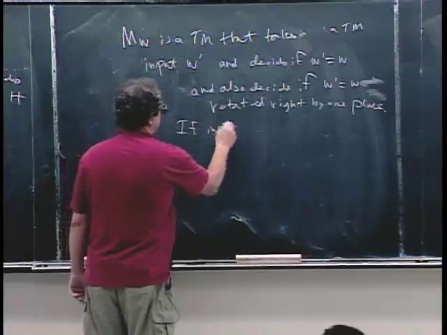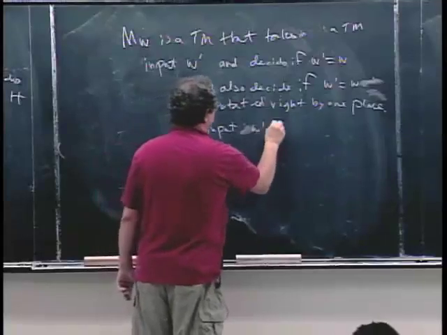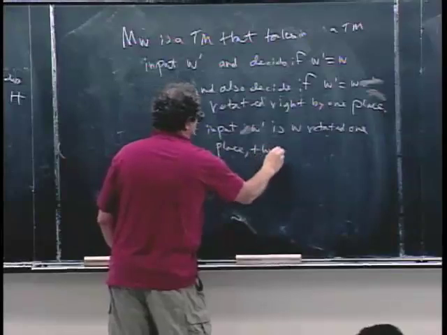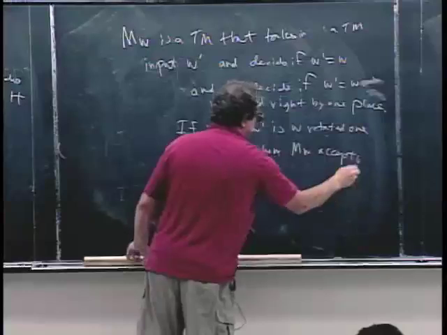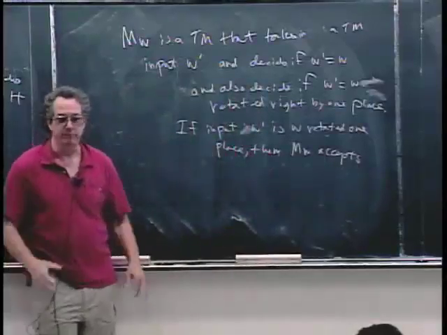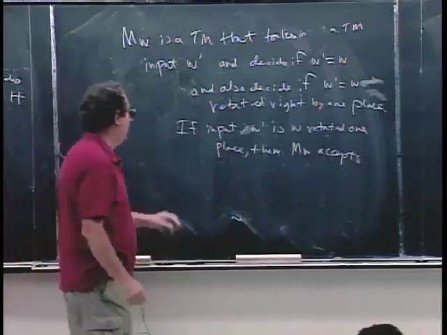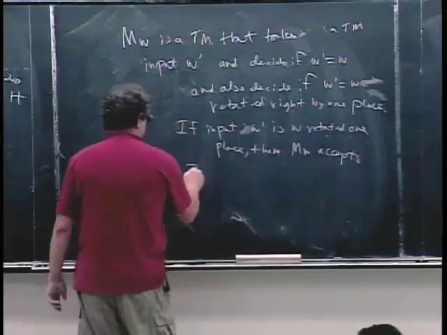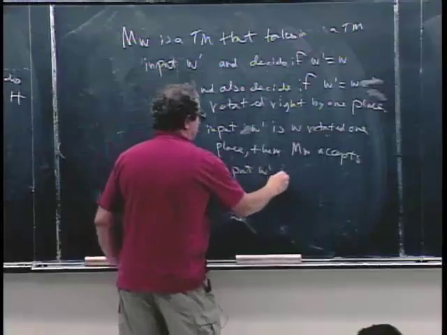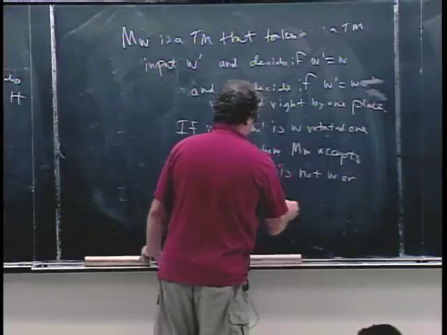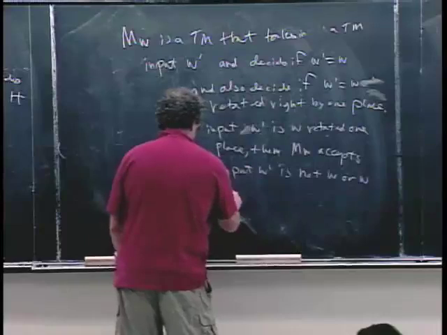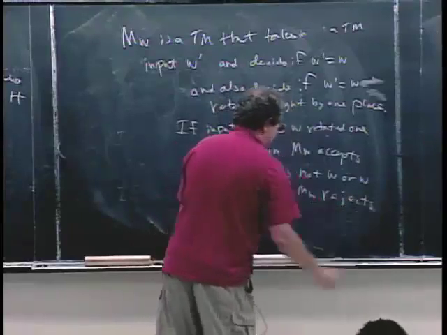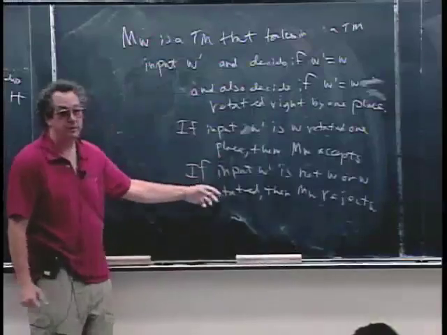If the input W prime is W rotated one place, then MW accepts. Right? I say right, but obviously nobody can know whether that's the right thing yet because you haven't seen the big picture. If input W prime is W rotated one place, then what MW shall do is accept. If input W prime is not W or W rotated, then MW rejects. Okay? So those are the two things that MW does.